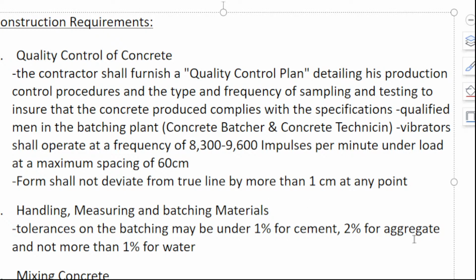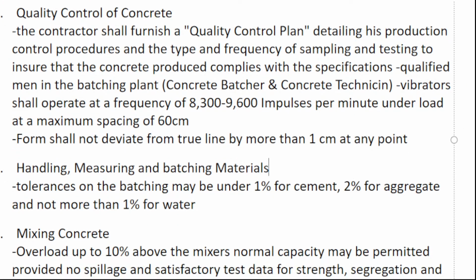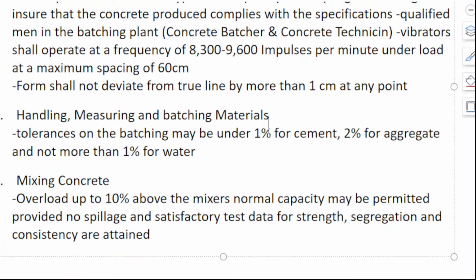Handling, measuring and batching material. Tolerances in batching may be under 1% for cement, 2% for aggregate, and not more than 1% for water. So cement and water, 1%. Aggregate, 2%. Tolerance. Take note of the required accuracy here.